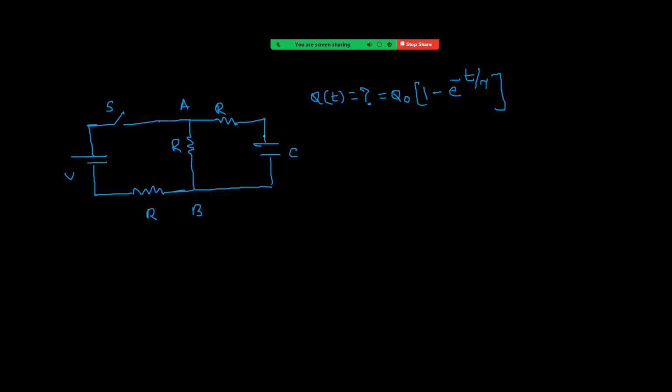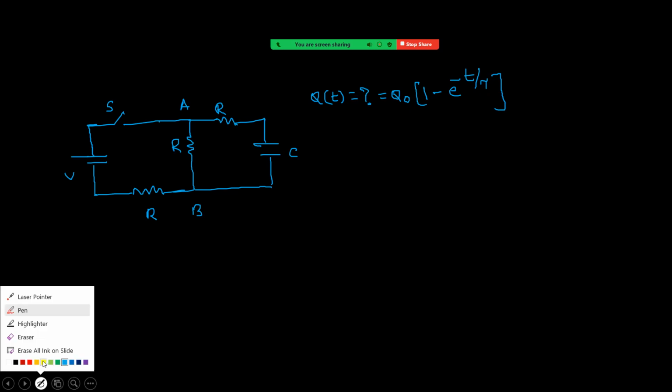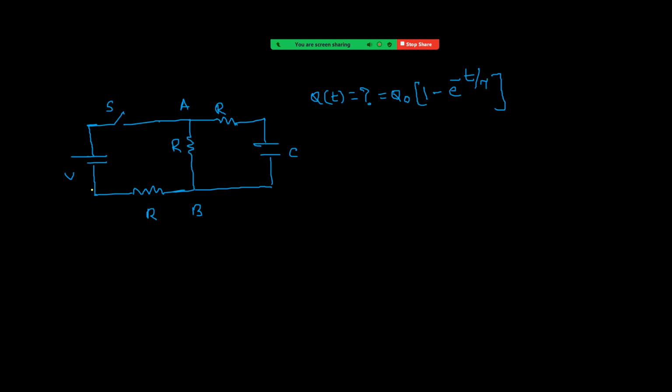Maximum charge means capacitor is fully charged. Capacitor is fully charged means current flows now when it is closed. Current flows like this side. Current flows only in this branch. No current now in this way. Therefore, current how much means this is R. This is also R, 2R. So current means it is equal to V by 2R.